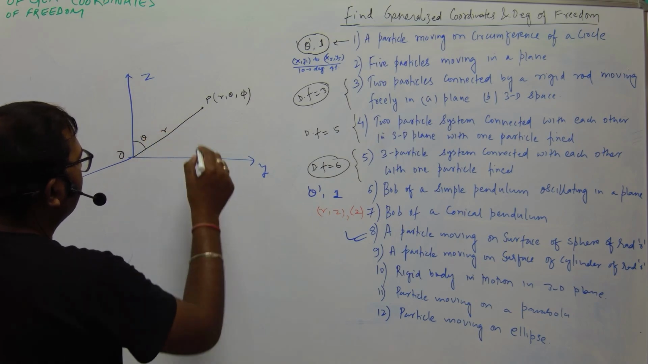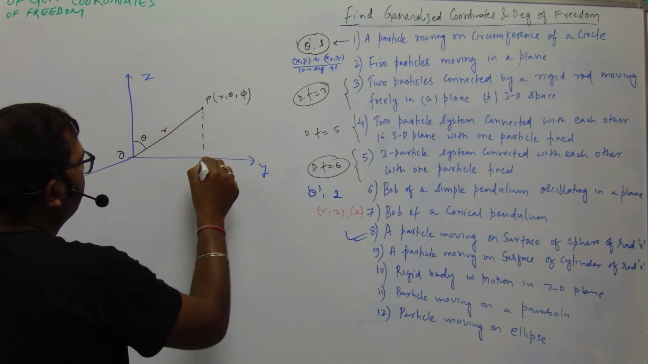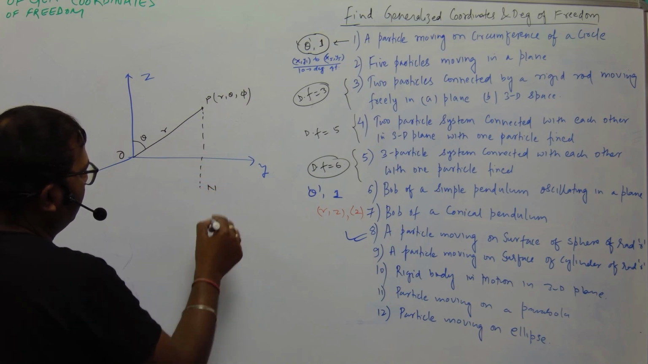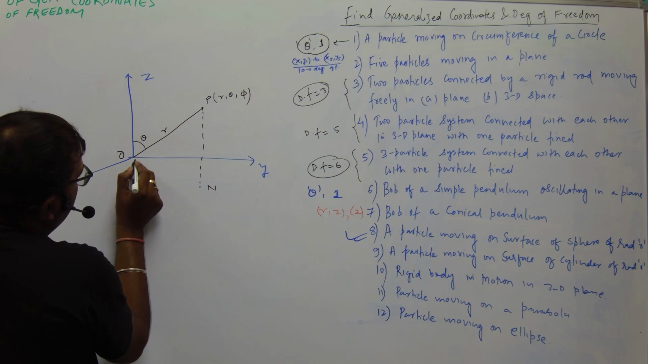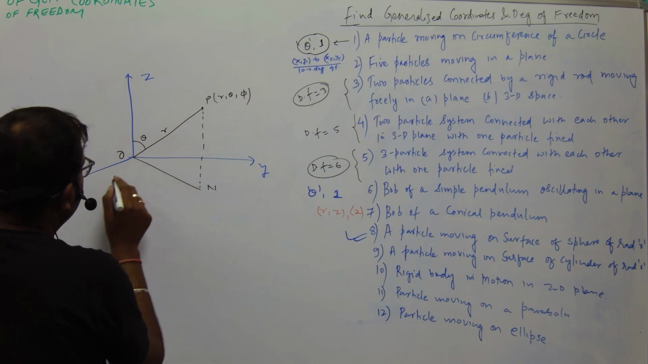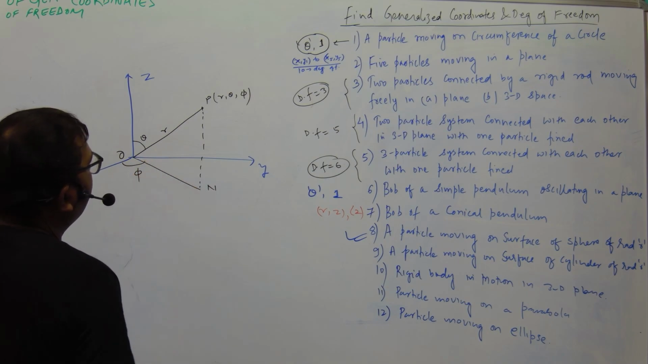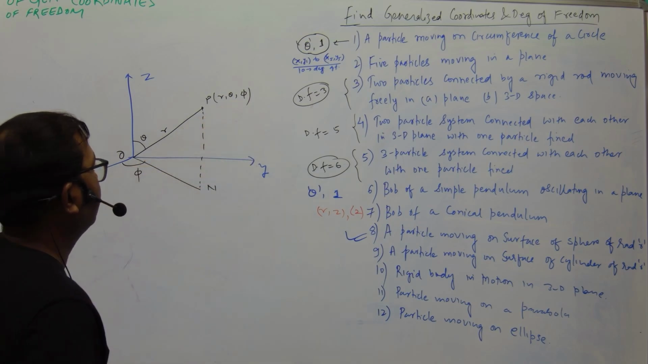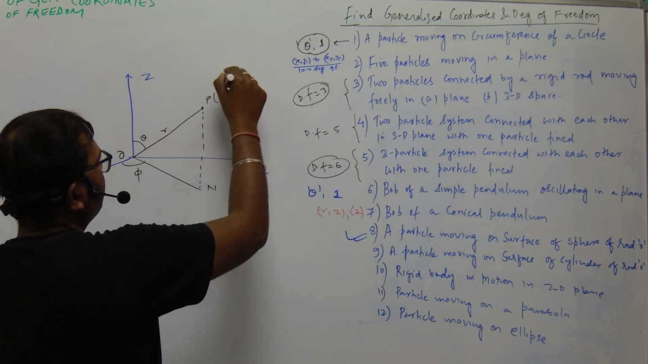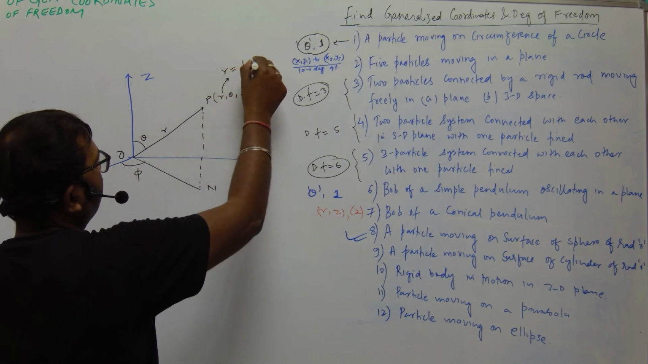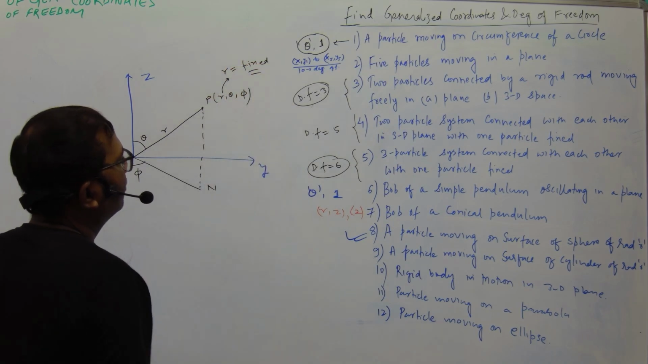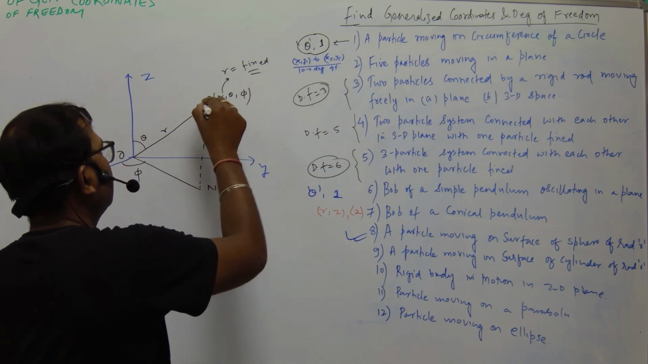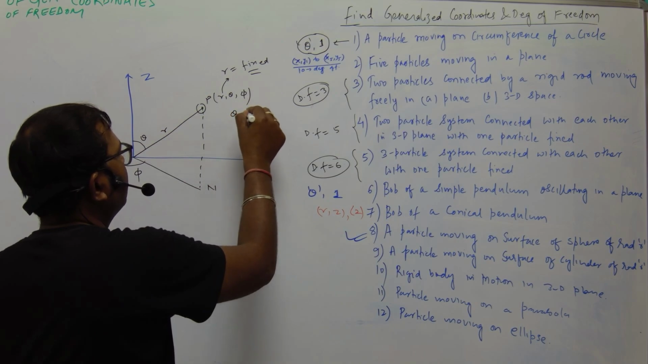Let us drop a perpendicular from P to the xy plane and name this point N. The angle that ON makes with the x-axis is phi. So we have the spherical coordinates as r, theta and phi. Here r is fixed, so for determining the position of the particle, we need only theta and phi.